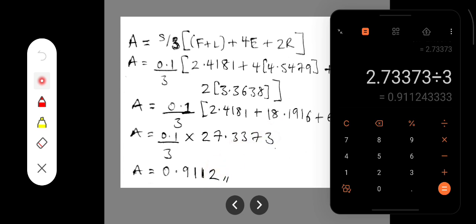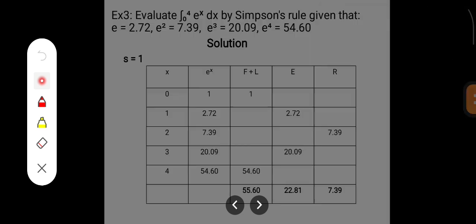0.9112 as our answer. For our last example, it says evaluate the definite integral from 0 to 4 of exponential s ds by Simpson's rule, given that exponential raised to power 1 equals 2.72, exponential raised to power 2 equals 7.39, exponential raised to power 3 equals 20.09, then exponential raised to power 4 equals 54.60.